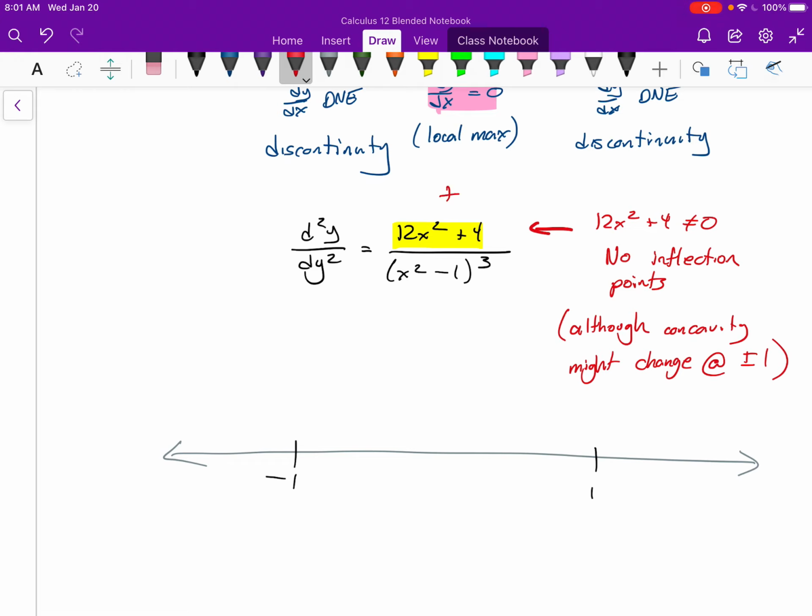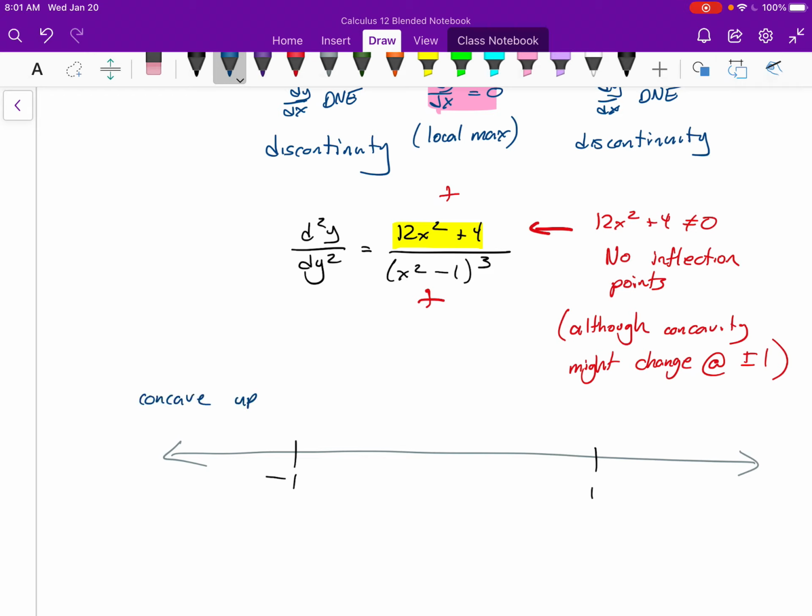And because I'm squaring x, the denominator is always going to be positive. Actually, it won't always be positive because I'm cubing everything in the end. But when x is -2, I have -2 squared, which is 4. 4 minus 1 is 3. Everything's going to be positive. And so when x is less than -1, this is concave up.